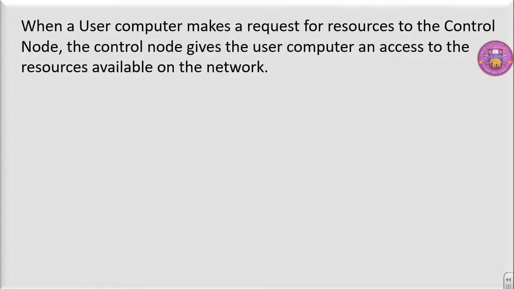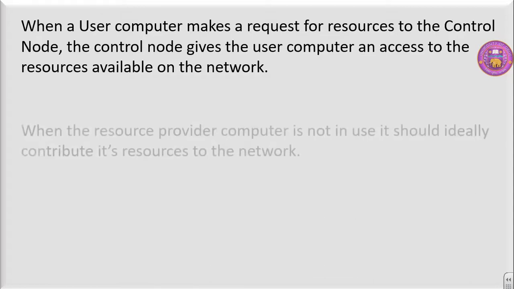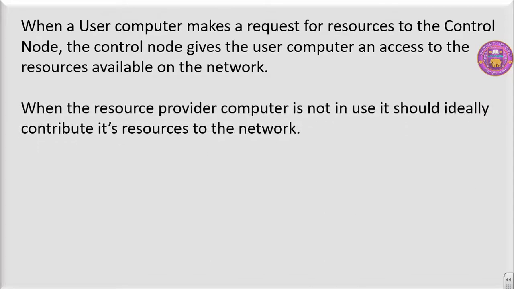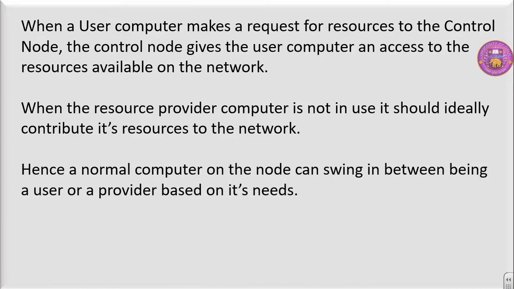When a user computer makes a request for resource to the control node, the control node gives the user computer an access to the resources available on the network. When the resource provider computer is not in use, it should ideally contribute its resources to the network. Hence, a normal computer on the node can swing in between being a user or a provider based on its needs.